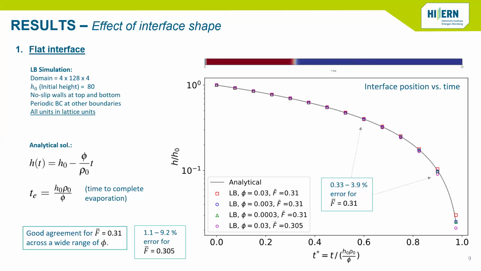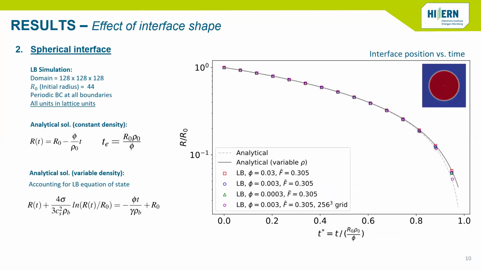And I choose this threshold because this is the one I'm going to keep common across all the shapes that I show you now. Now we have a spherical interface. So this is a cubic domain. I initialize a sphere of the red fluid surrounded by the blue fluid in this case. And I do the same thing. This is the analytical solution. And this is the analytical solution taking into account the equation of state of lattice Boltzmann.